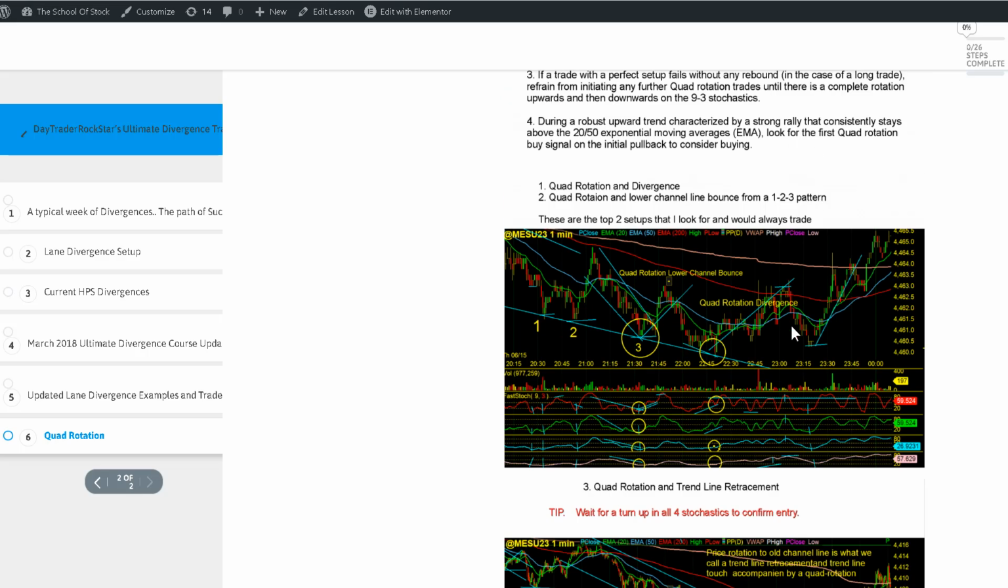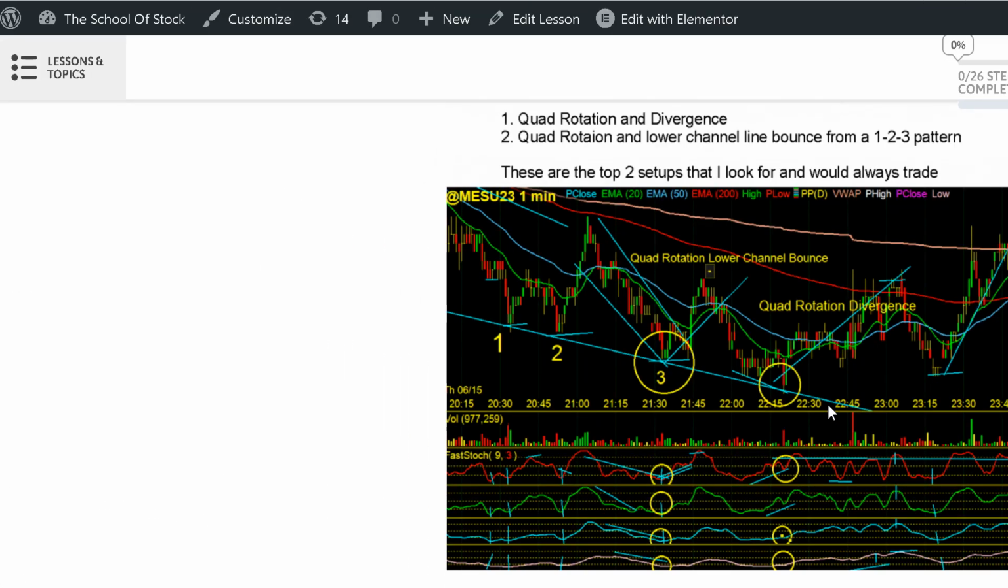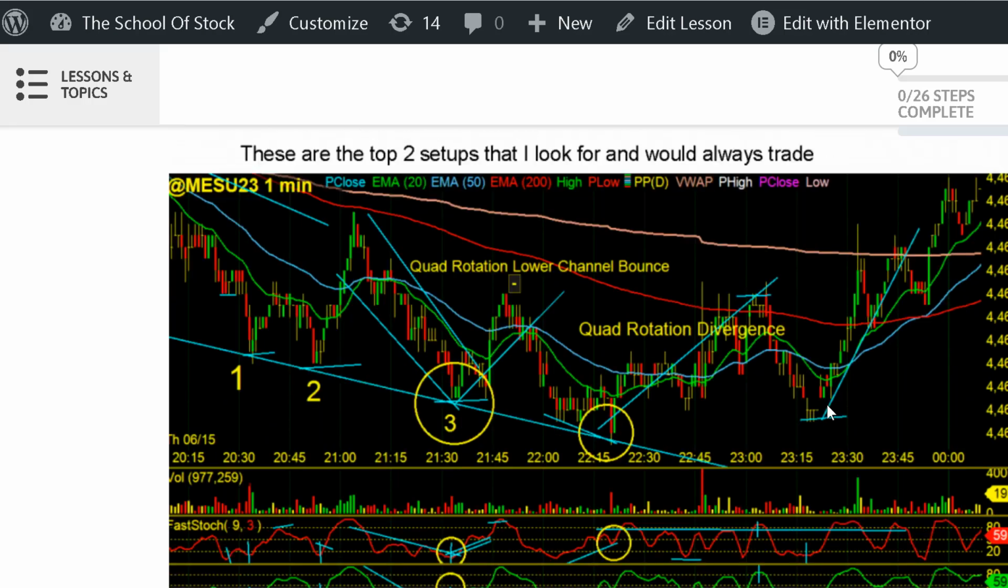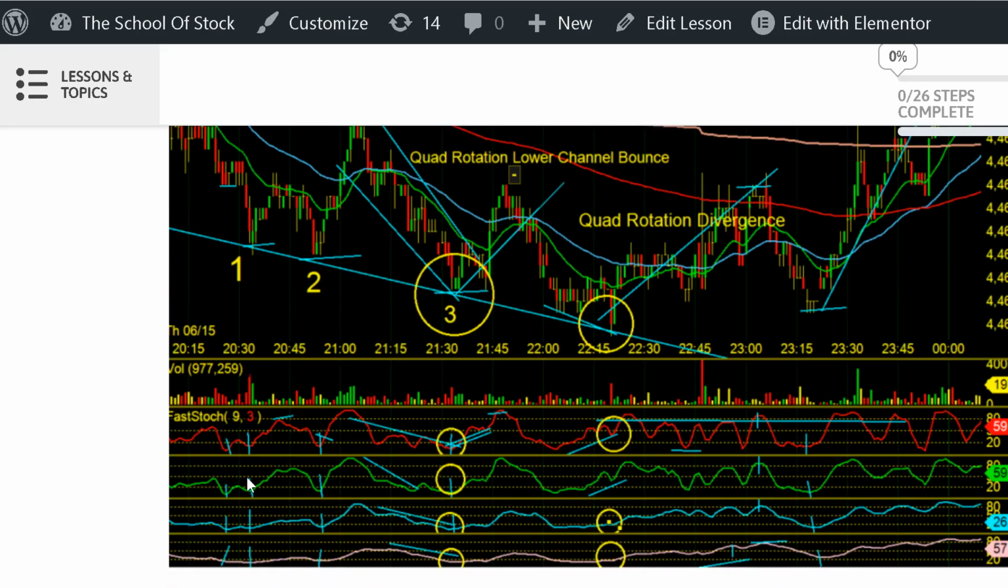Take an example of this image right here. Let me get that image a little bit bigger, but there we go. You can see down here, this is a certain thing about the quad rotation and the divergence. And when a quad rotation and a divergence happen, it is an extremely bullish setup. All right.